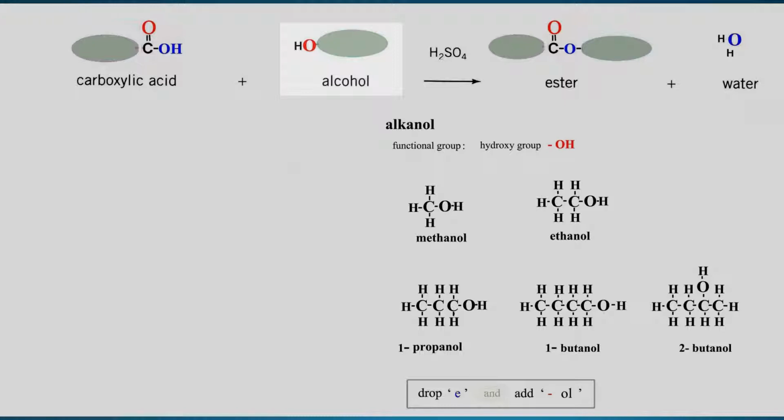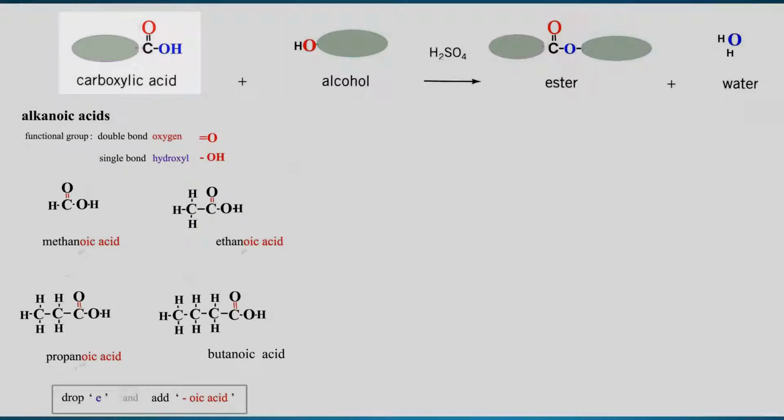Now let's turn to acid. This is called alkanoic acid. Students, this is the first time that you come across it. Look at it carefully. You have two functional groups. The functional group is made of two parts. You will have a double bond O and a single bond OH.